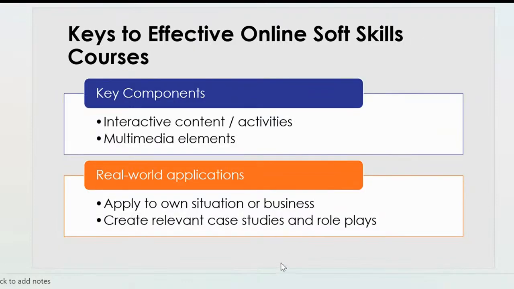Now, to be effective at any type of online soft skills courses, there's a couple of key components you need to make sure you do. One is interactive content. As I said, it's interaction that you need, and you need to set up activities that have that interaction with other students. Plus, have multimedia elements that keep people engaged. So, video, live calls, people can still do some written elements and self study, mix it up a bit.